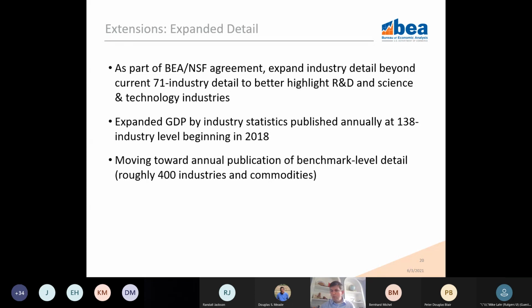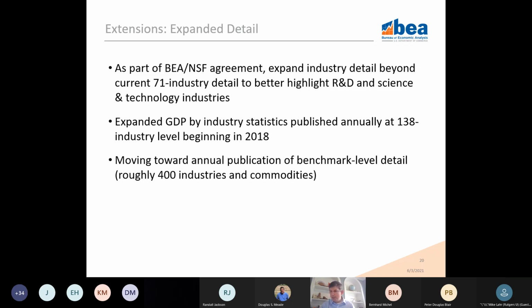We actually began publishing GDP by industry statistics annually at about a 138 industry level beginning in 2018. So this is the GDP by industry suite of statistics, but not the supply use framework. But we see this 138 industry level of detail as a stepping stone that we're working towards right now. Right now we're looking at going from 71 to 81. Each of those 10 additional industries is a part of this 138 industry level of detail. And we hope over time to get from the 71 industry tables that we currently publish to this 140 level.